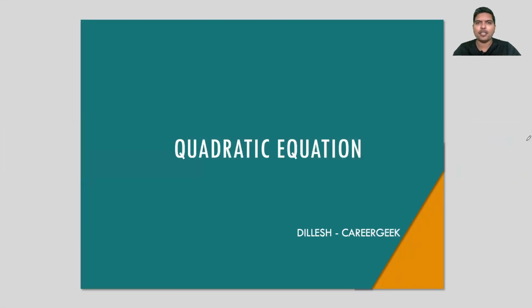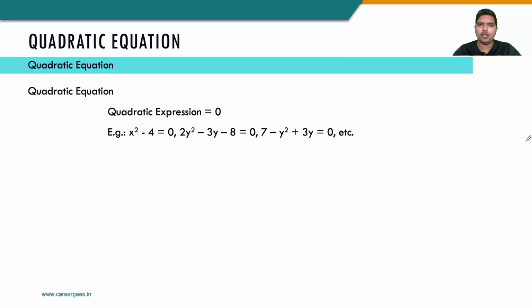Hi, so in the last session we have seen quadratic expressions, right? How to factorize them when the coefficient of x square is 1, -1 or anything apart from 1 or -1. In quadratic equations, we'll try to find the values of x. So we know the difference between expression and equation.